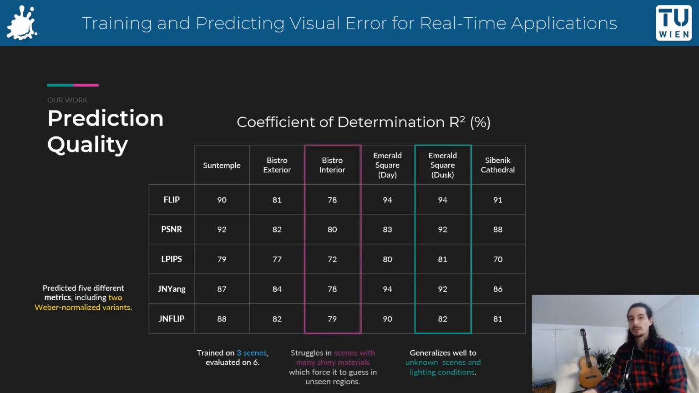What it actually struggles with is shiny materials, which is quite similar to existing work. It underperformed in the Bistro interior, the scene with the most shiny objects, despite it being part of the training set.